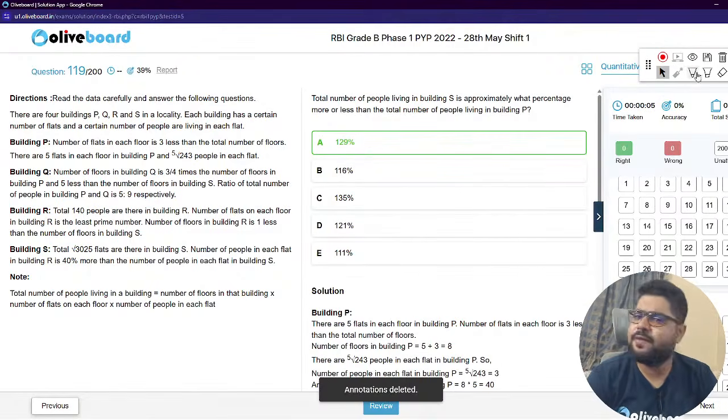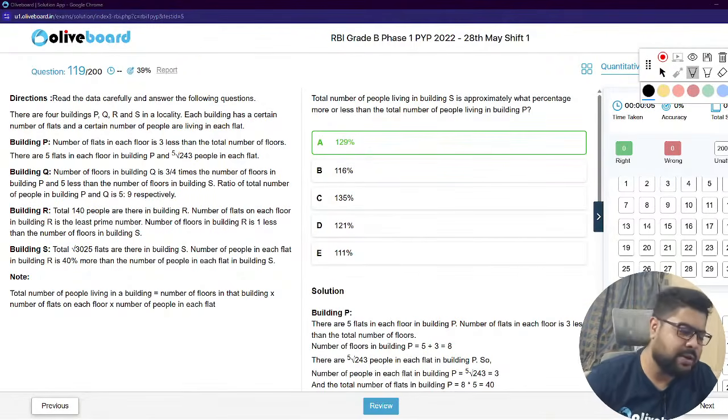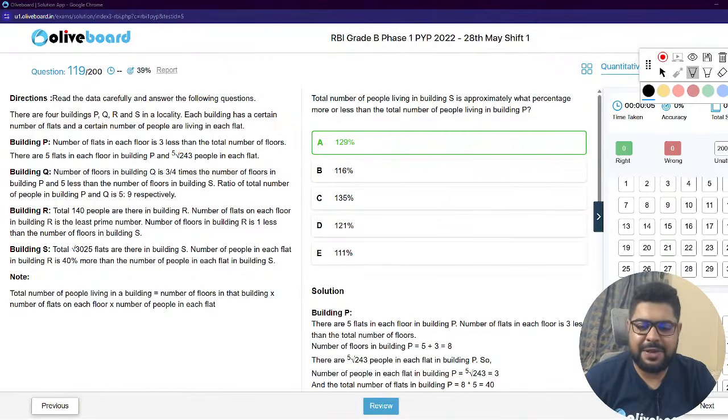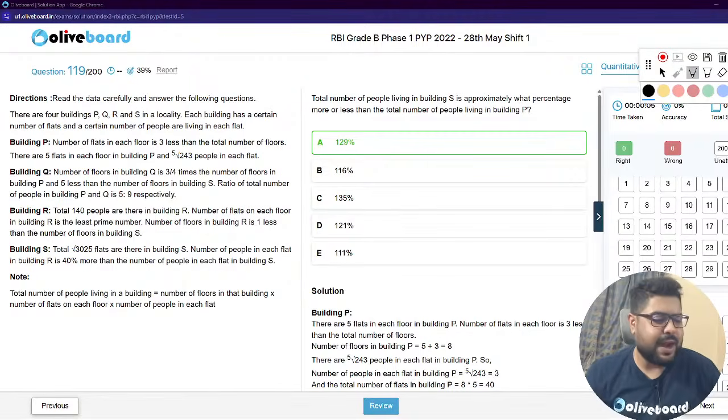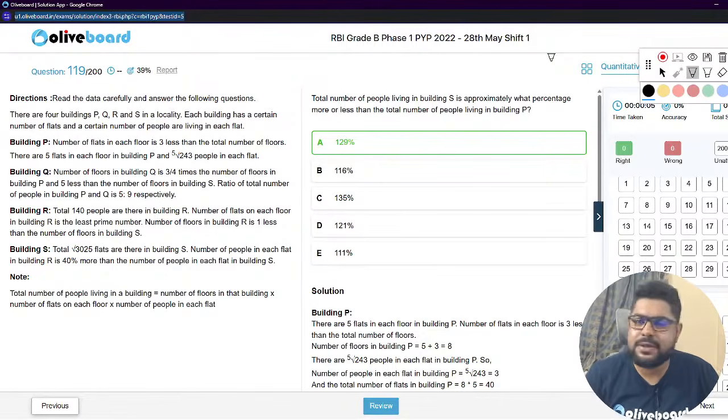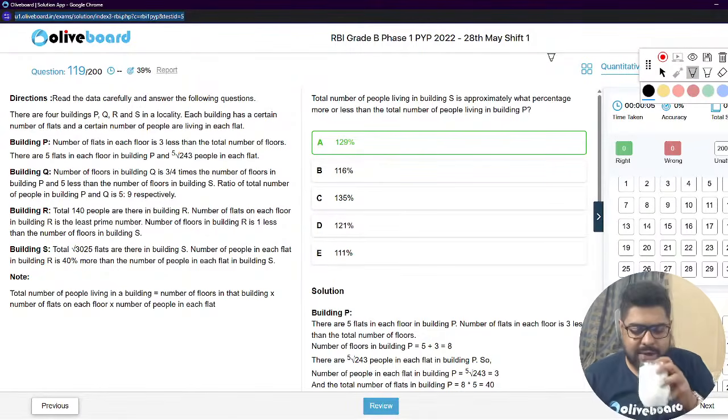Clear? Not every time you need to do all your calculations. Sometimes we get a little leeway, sir. Is it absolutely clear to everyone? This is 100% clear, I hope, without any problem, without any doubts.